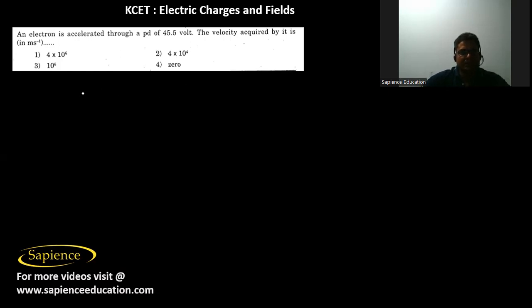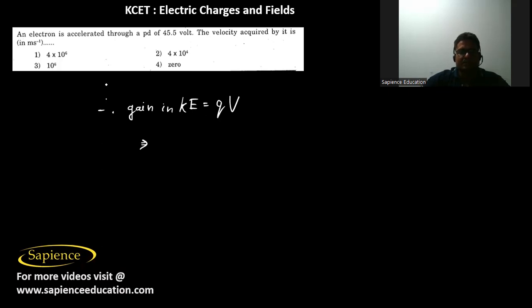So here it is told that an electron is accelerated through a potential difference of 45.5 volt. The velocity acquired by it is? So therefore we can say that the gain in kinetic energy of the electron will be equal to QV, where Q is the charge of the electron and V is the potential difference through which it has been accelerated.